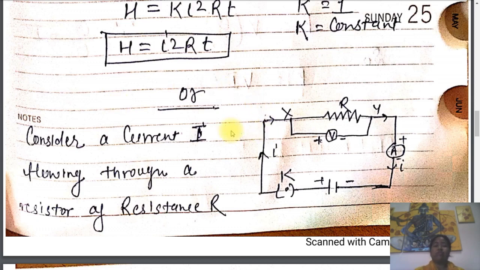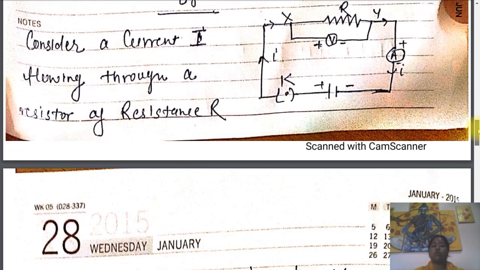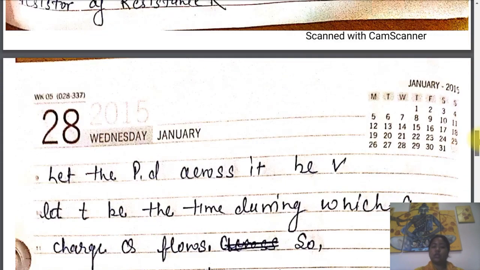So if we derive the relation H equals I square RT with the help of this diagram, we consider that a current I is flowing through the resistor R. Let the potential difference across it be V, and let t be the time during which charge q flows.